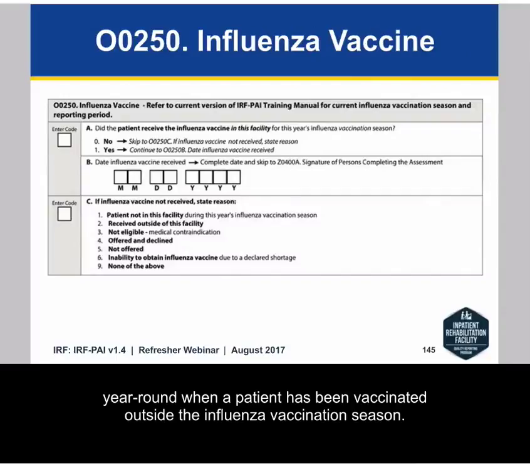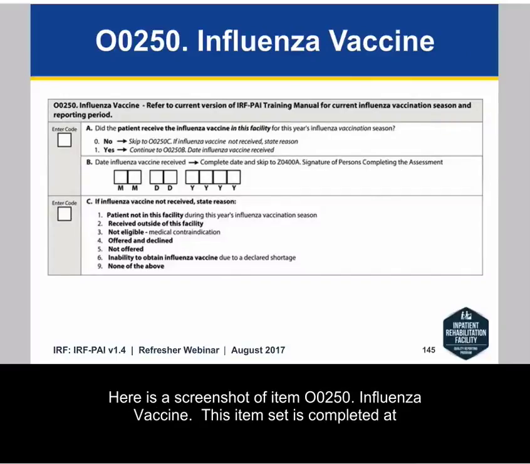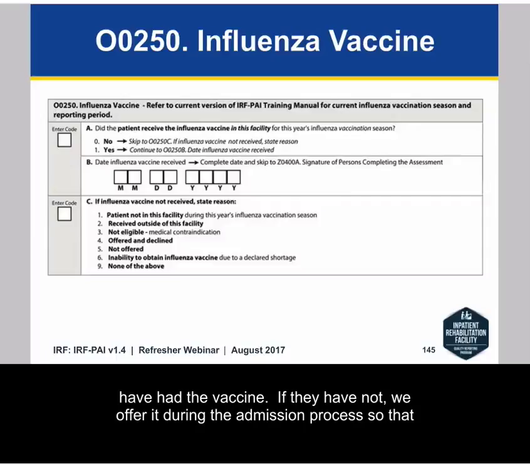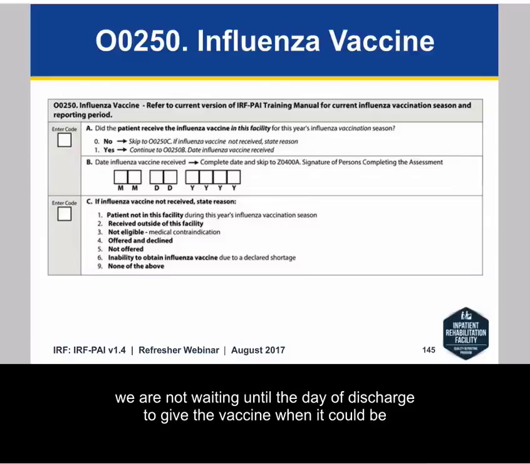Here is a screenshot of item O0250, influenza vaccine. This item set is completed at discharge. With that being said, at my facility, we ask the patients on admission if they have had the vaccine. If they have not, we offer it during the admission process so that we are not waiting until the day of discharge to give the vaccine, when it could be forgotten during the discharge process.